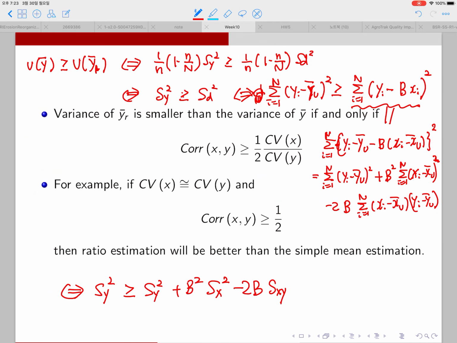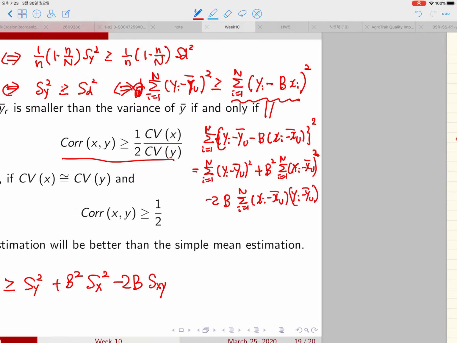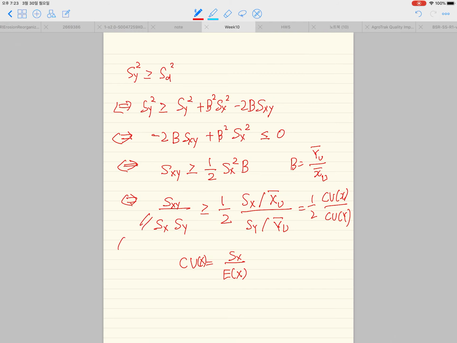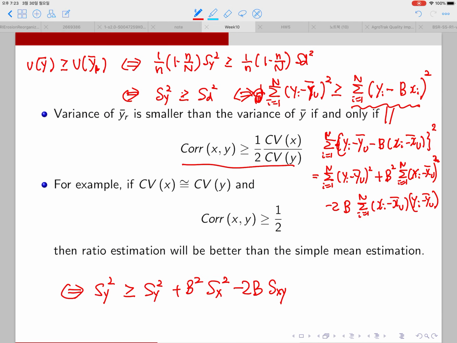So the main message is, so that means this is correlation, by the way, correlation. The main message is that the ratio estimator is efficient, I mean, the variance of the ratio estimator is smaller than the variance of the simple mean, if and only if the correlation is reasonably high, so higher than this quantity. So roughly, if the CVs of x and y are equal, then the correlation should be greater than or equal to 0.5. Otherwise, it doesn't help. Okay.